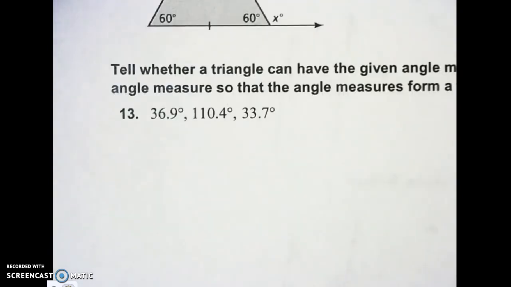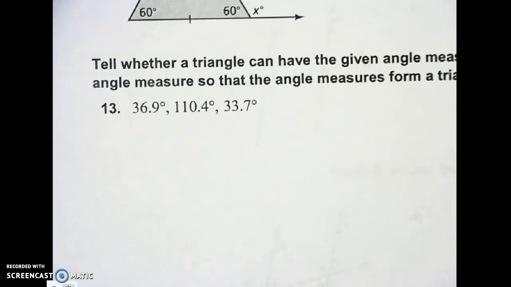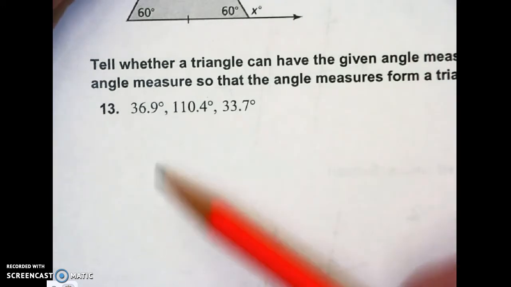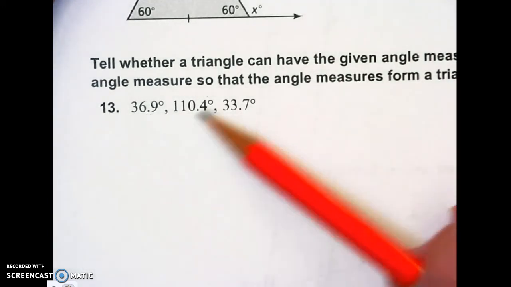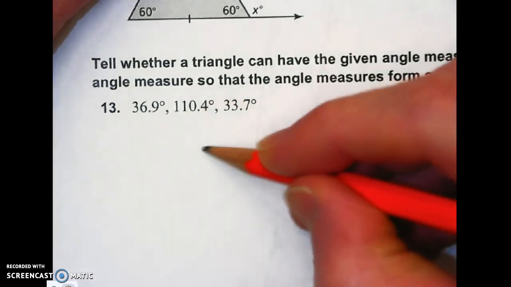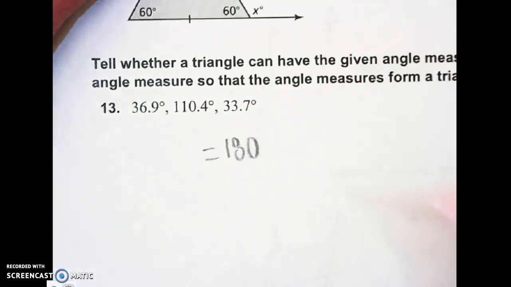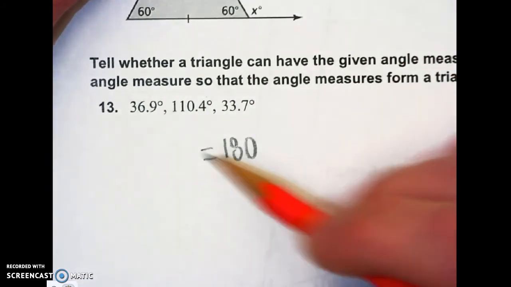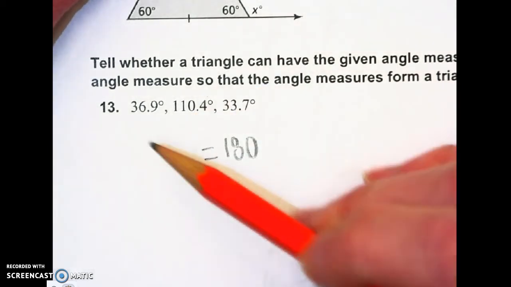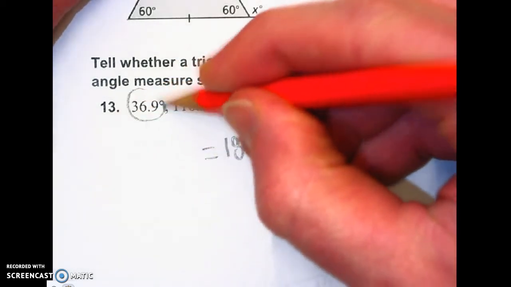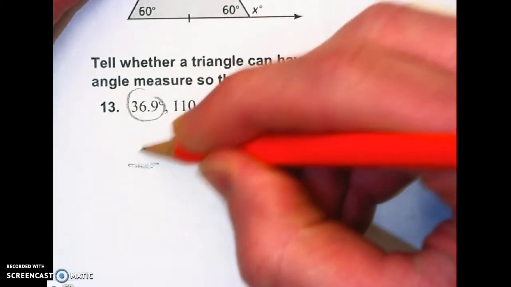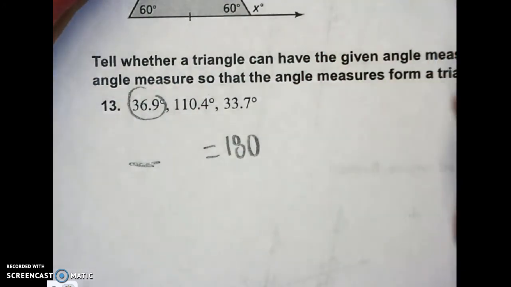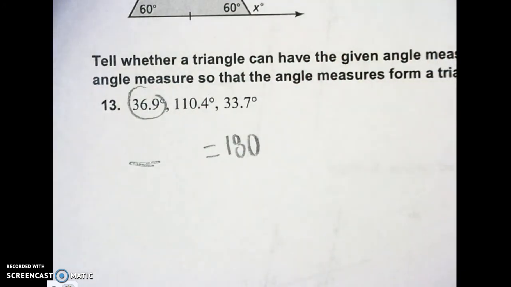Okay, the last one says, tell whether the triangle can have the given angle measures. If not, change the first angle measure so that the angle measures form a triangle. Well, if you add all of these up, it should equal 180. If it doesn't equal 180 when you add these up on your calculator, adjust this first number and rewrite down below it right here what it should be to make it actually be perfectly 180 degrees.